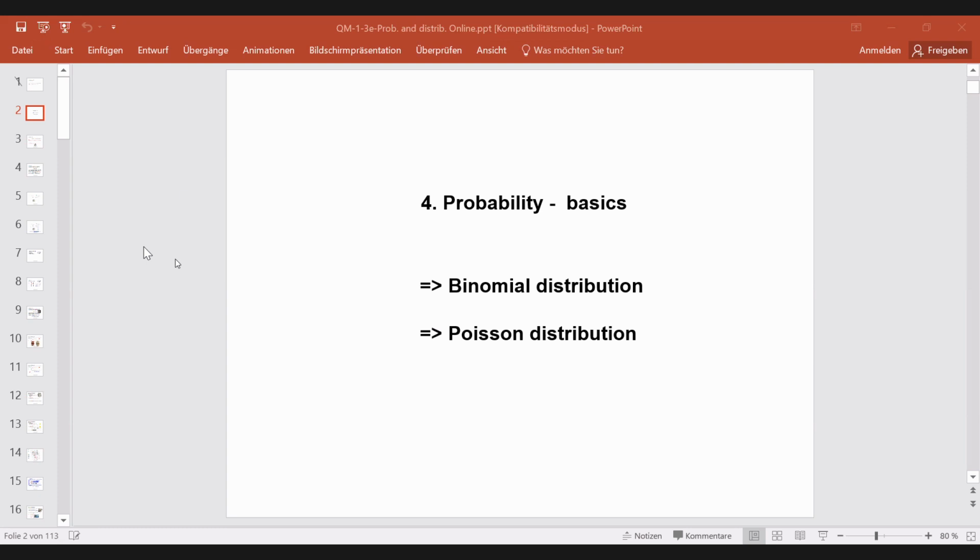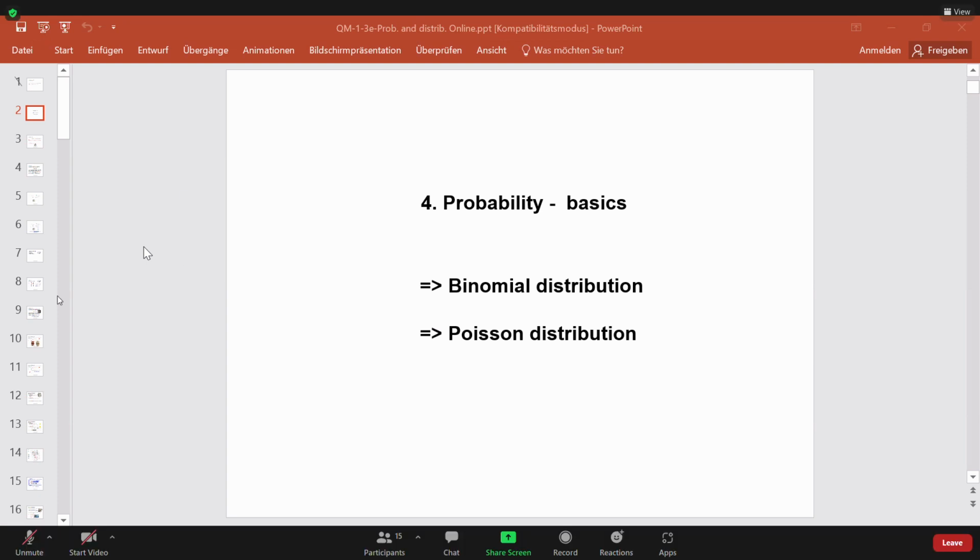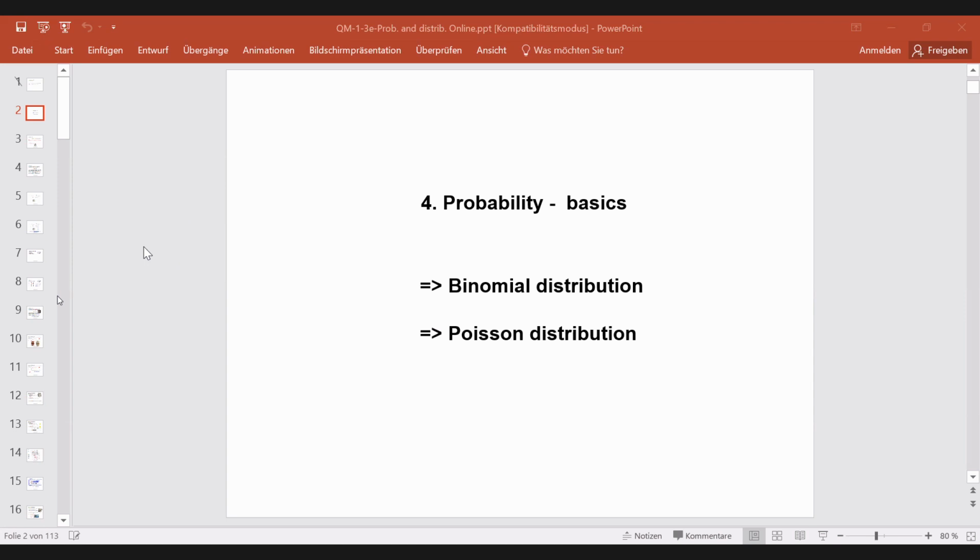We start with this chapter, and then we will continue after the Easter holiday. This chapter is about binomial distribution and Poisson distribution.